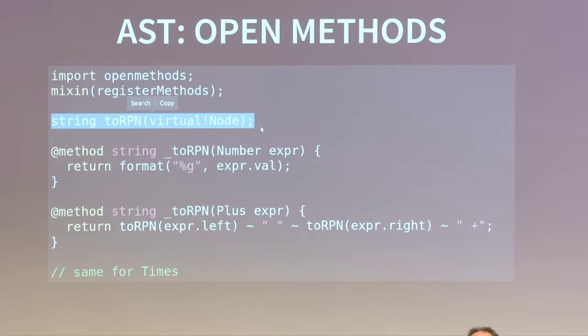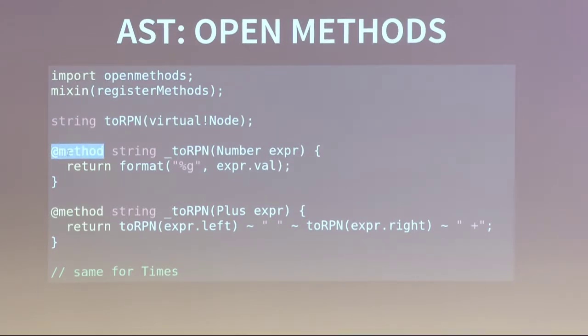Virtual bang is just a trick to invent syntax. I would have preferred to use an attribute, but you cannot have attributes on arguments. So this declares a function which takes a node. And then we add specializations to that function toRPN. So here we say that we provide a specialization for a method which is called toRPN and takes a number.